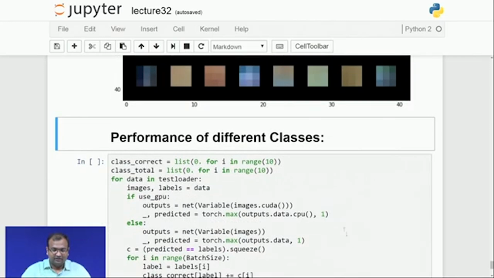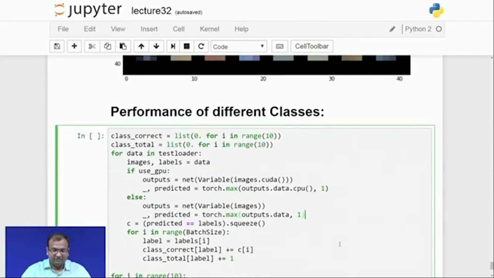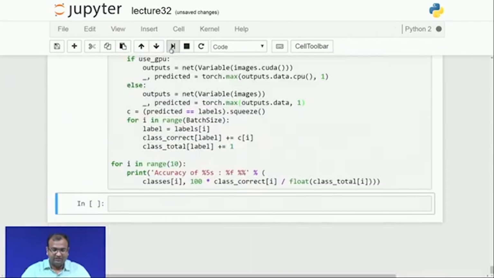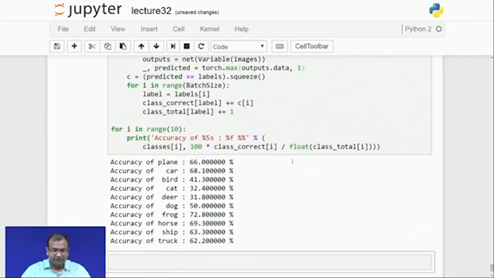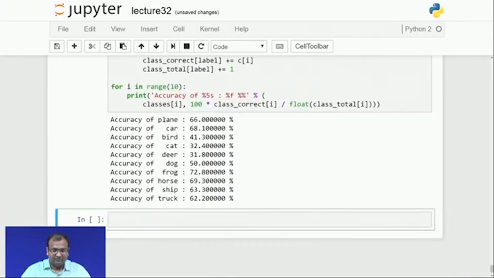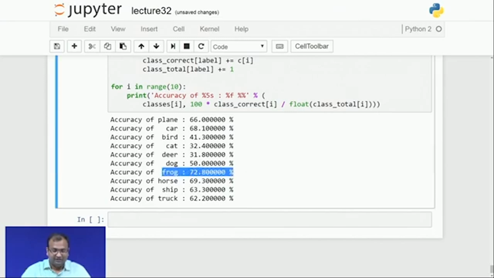Now, the next part is to look at the classification performance of each of these classes. There were 10 classes ranging across plane, car, bird, cat, and so on, and this is the average performance. You see that frogs get classified with the best accuracy. Deer has the worst accuracy. Cat is a tad better than the deer, but most likely it might be confusing cats with deers, and that's pretty much okay because it's a small image of size 32 by 32.